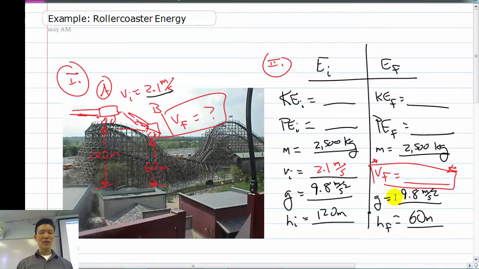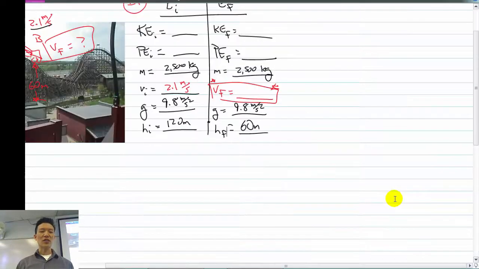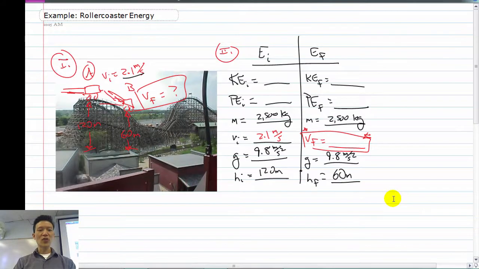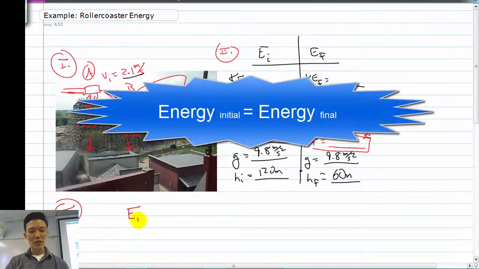Step 3, tie it all together. What's step 3? You write out the equation that relates the knowns to the unknowns. So wait a second. I don't have an equation that just has VF all by itself, right? And that's because the big idea equation, the big idea is whatever energy we start with is the energy that we end up with for any system, the conservation of energy.